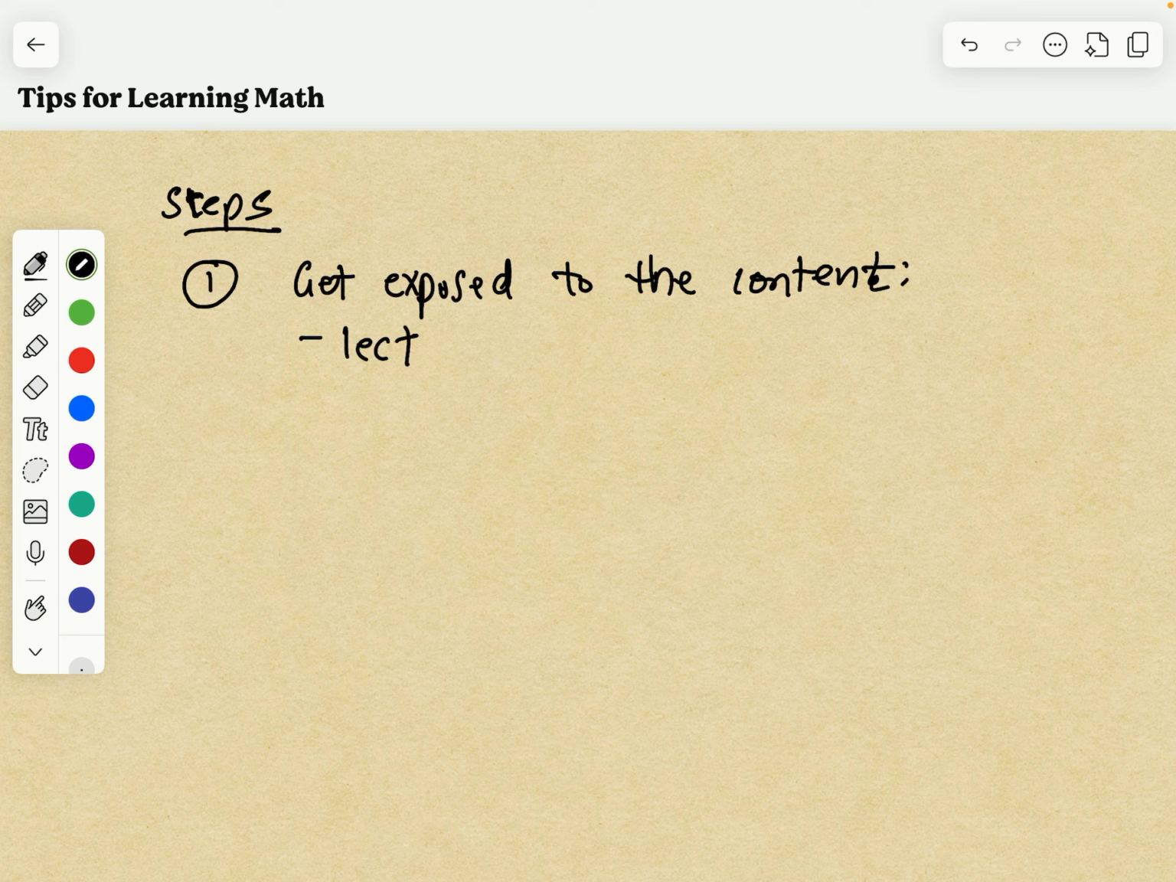So the traditional way is to go to a lecture, if you're taking a lecture-based class, or now it's of course very popular to watch a video, but I would also recommend reading a book because a book has a lot of content. So this would be attending a lecture, reading a book, watching a video, and that gets you exposed to the content.